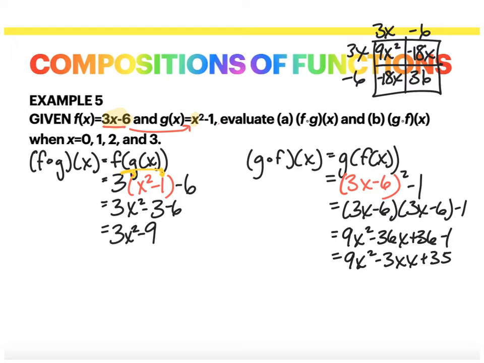So now we have these two f of g of x and g of f of x functions that we can then substitute these four values into. So we've got 0, 1, 2, and 3. And so now all we have to do is substitute 0, 1, 2, and 3 into these functions where we see an x. And I notice I made a little error here. That should be a 6, not an x. Silly me.